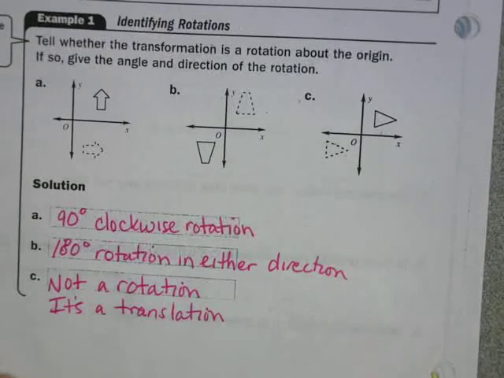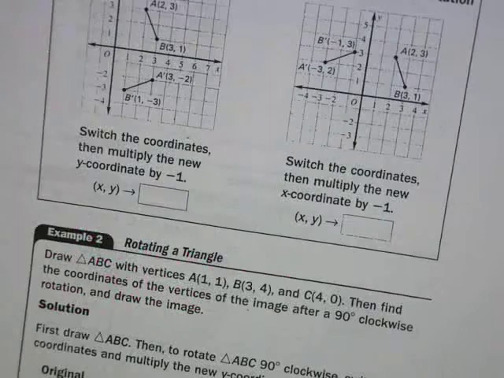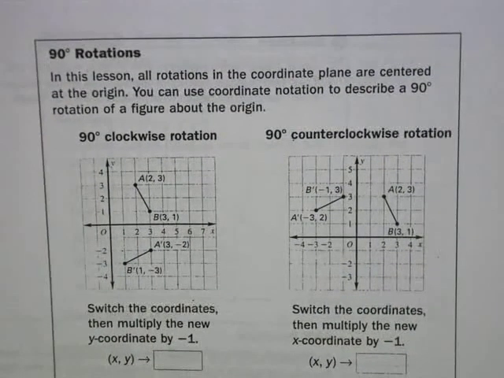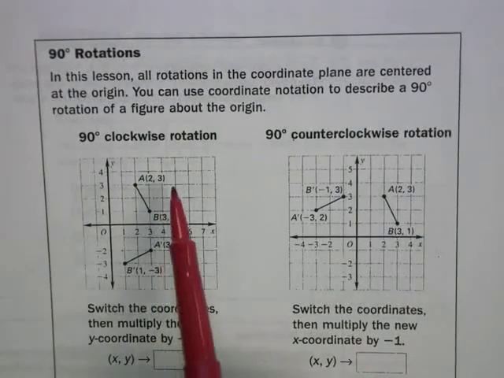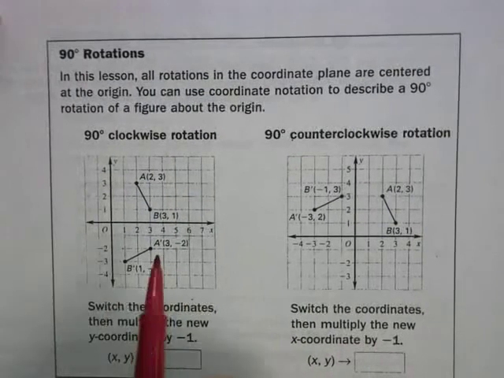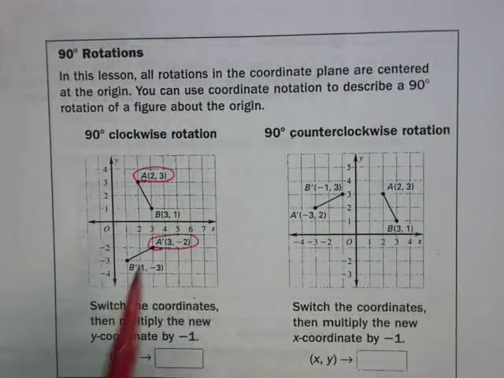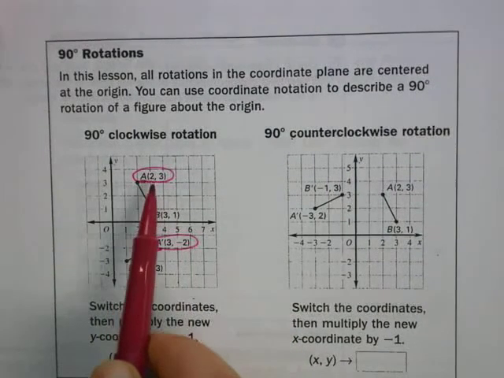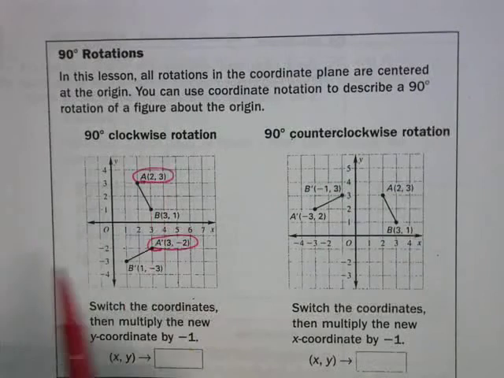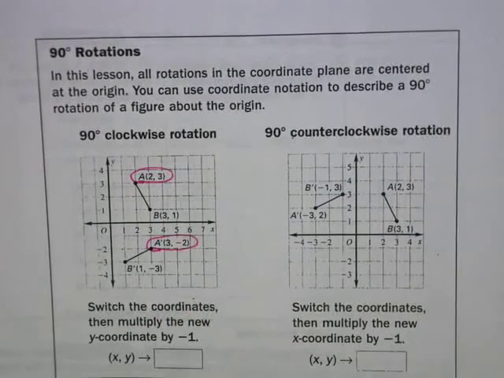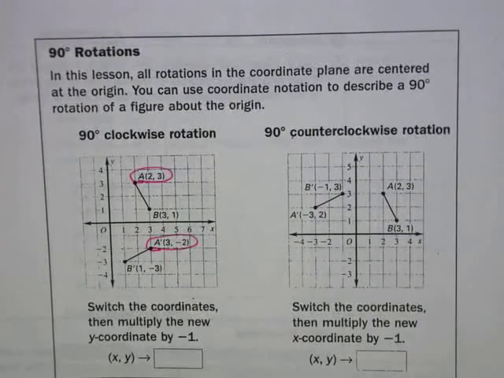To help us here, we're going to talk about 90 degrees clockwise and counterclockwise rotations. So here's a 90-degree clockwise rotation. So let's take a close look at what happens specifically at the ordered pairs. A is x comma y, 2 comma 3, and now it's 3, negative 2. Okay, it was 2 to 3, and now it's 3 to negative 2. B was 3, 1, and now it's 1, negative 3.